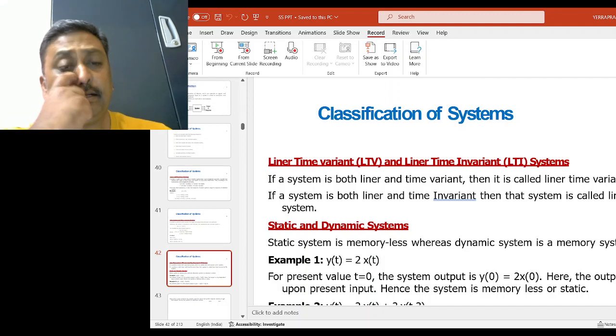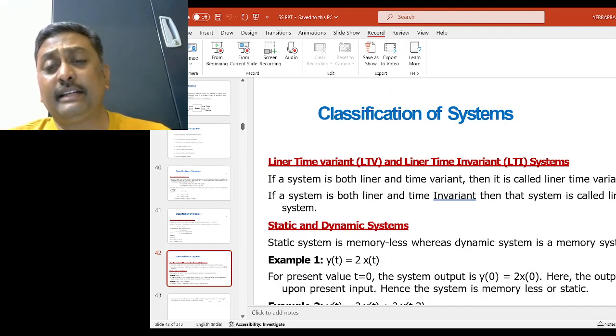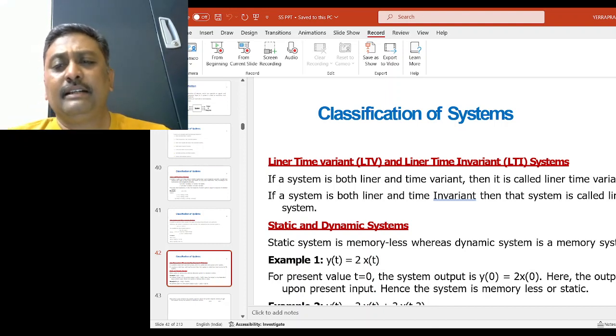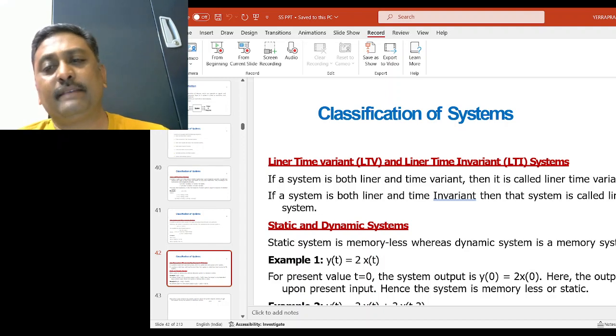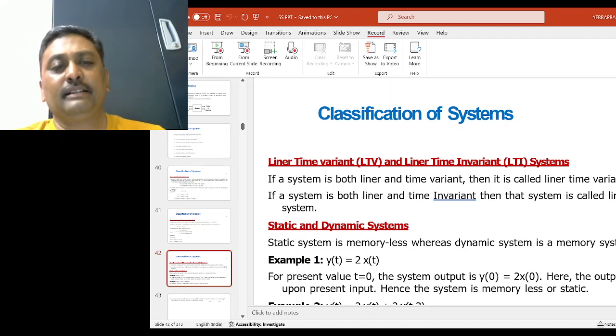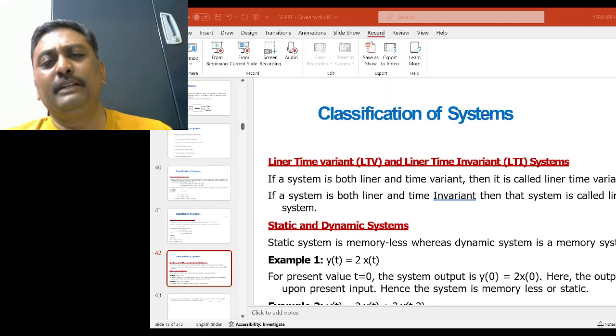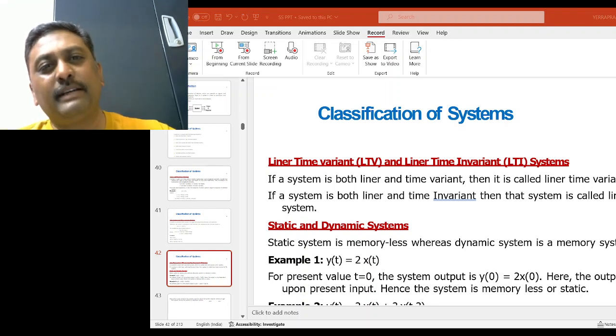Now next, linear time variant and linear time invariant systems. If a system is both linear and time variant, then it is called a linear time variant system. And if a system is both linear and time invariant, it is called a linear time invariant system. You need to remember only one point: whether the output is varying with respect to time or not varying with respect to time. That is the matter of concern.